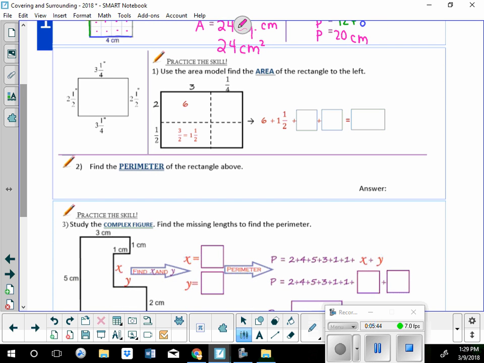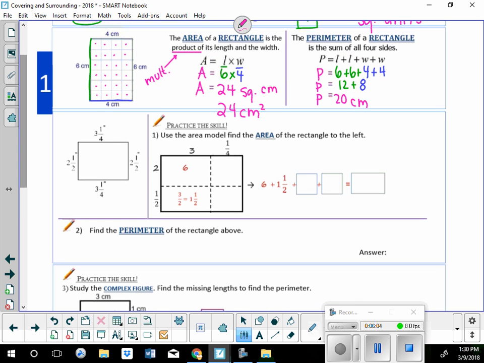So our next one we have, use the area model to find the area of the rectangle to the left. Hopefully you just made a connection between, oh my gosh, we've been multiplying mixed numbers for weeks. And basically what we're doing is we are finding the area of something. So if I use what we talked about before, to find the area is our length times our width. So we can say that our area equals our length of 2.5 times our width of 3 1/4.